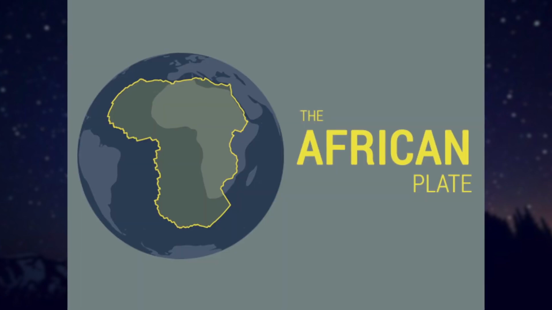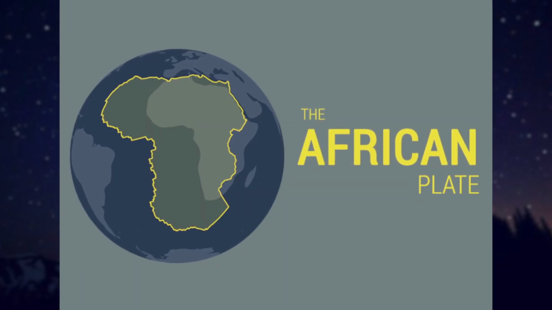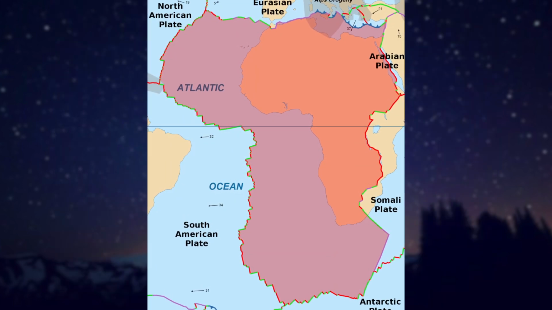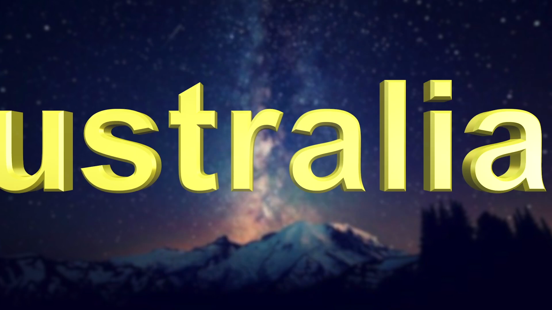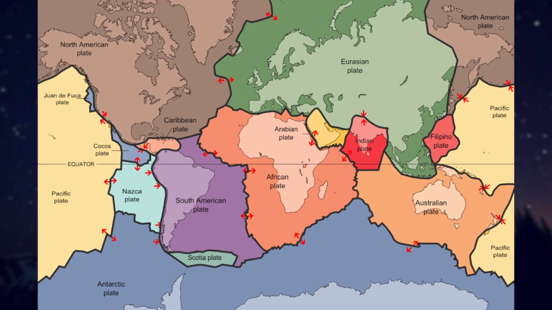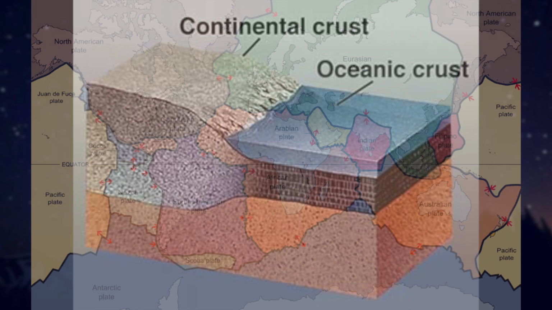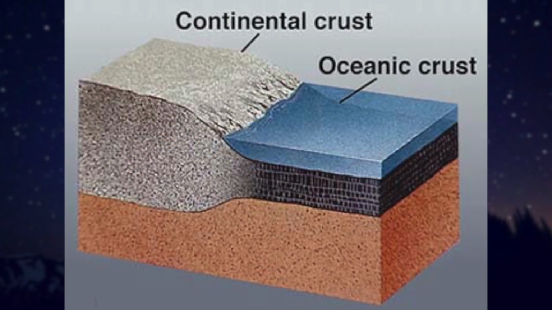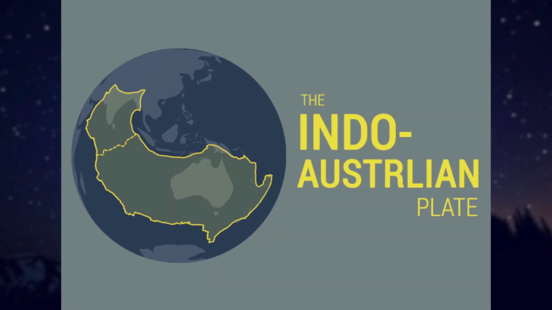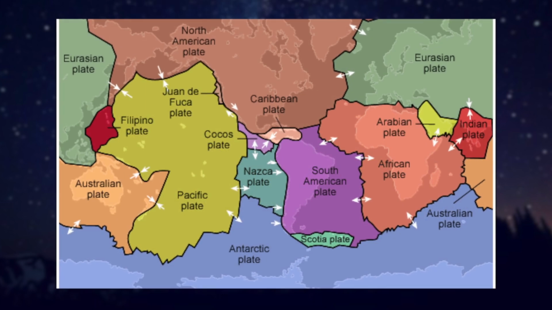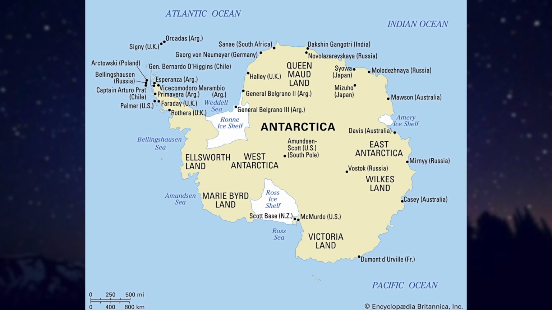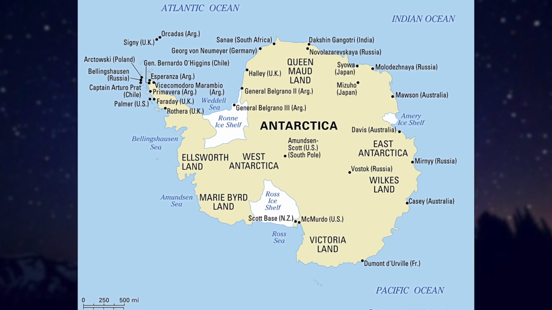African plate. This plate is also made up of both continental and oceanic material. It includes the continent of Africa and Eastern Atlantic floor. Indo-Australian plate. This plate contains India and Australia and the western part of the Indian Ocean. This plate also is made up of continental and oceanic crust. Antarctic plate. This plate is similar to the Indo-Australian plate, that is, partly oceanic and partly continental in nature. It covers the continent of Antarctica and surrounding ocean.